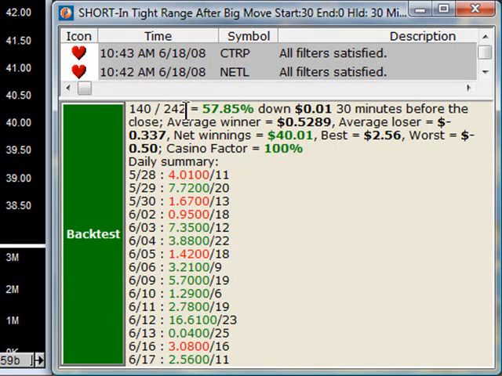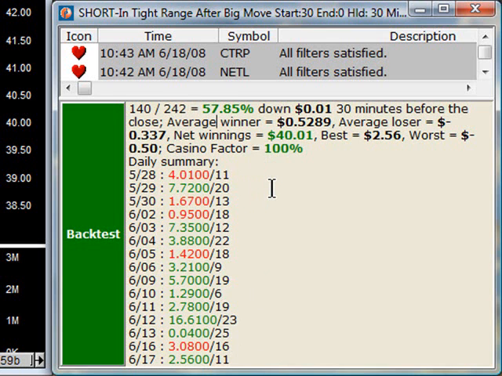Okay, out of 242 possible trades that have met this criteria, 140 won at least a penny in the 30 minutes before the close. That's a 57% win rate. That's pretty good. And notice that our average winner is 52 cents, while our average loser is 33 cents. It's not quite 2x, but because we have a high win rate of 57%, this system gives us a net winning of 40 points. This is a pretty good system, and as you can see by the printout, there's a decent amount of manageable trades and a good net winnings number out of 242 possible trades.